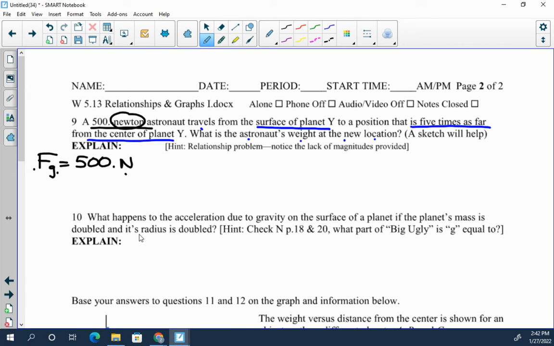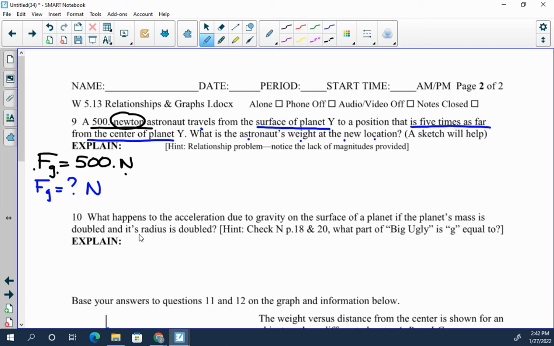How is that a relationship problem? Well, you'll see. They gave us an FG, right? They said, what is the weight? So you're going to have to write FG as question mark. Now, if you see this, I've got news for you. The answer is probably not 500.